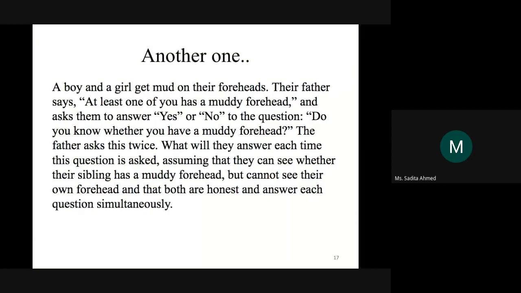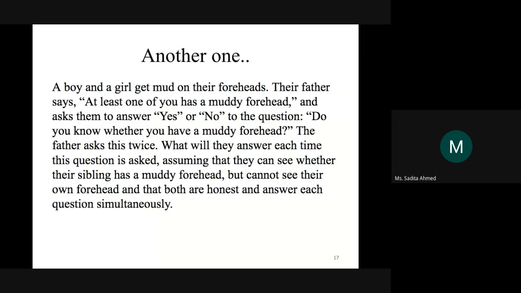So the dad said that at least one has a muddy forehead. And she said she does not know whether she has a muddy forehead. She can see my forehead. And the dad said at least one has a muddy forehead. And she answered no, she does not know. Okay? If my forehead was clear, that is, if I did not have a muddy forehead, if I had a clean forehead, then she would have known that, okay, he does not have a muddy forehead, at least one must have a muddy forehead, then it must be me. Do you get what I'm saying?